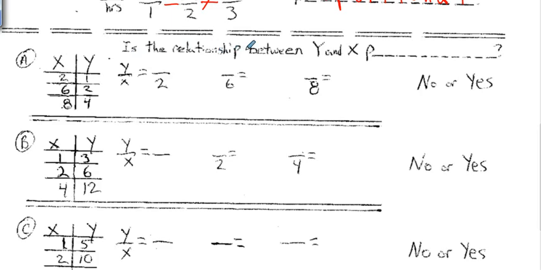All right. Is the relationship between x and y proportional? That's what we want to answer. Is the relationship between y and x, so the y is on top and the x is on the bottom. In this case, we have 1 over 2. When y is 1, x is 2. When y is 2, x is 6. And when y is 4, x is 8.